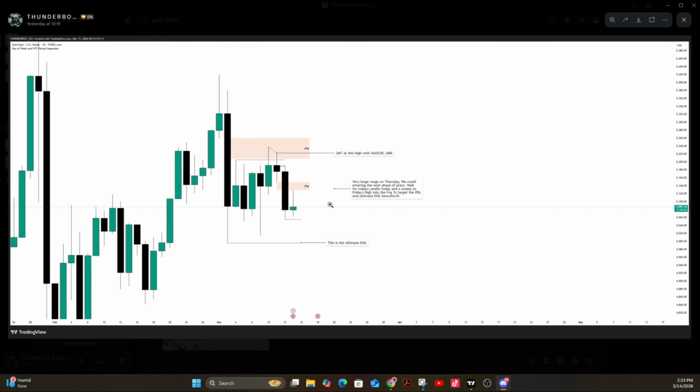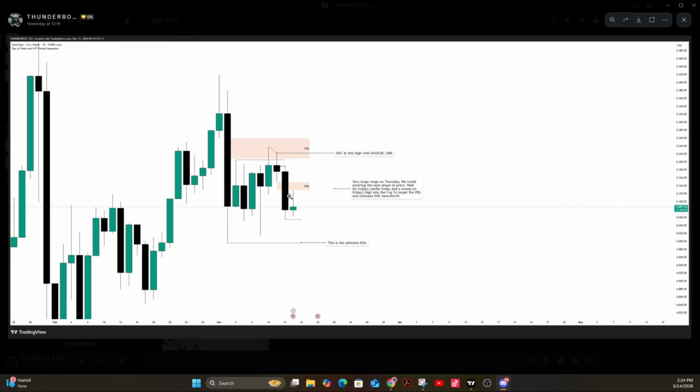Something else that I shared, what I wanted to see on gold. Price come into this fair value gap, especially after we had this really huge range. I was expecting probably the next phase of price, so I was expecting this to close as an inside bar, and then next week, either take out the high of the range into this fair value gap and trade lower. But that's not what happened.